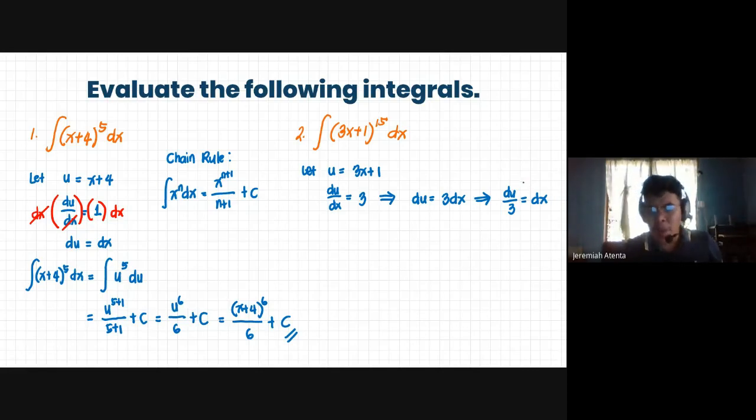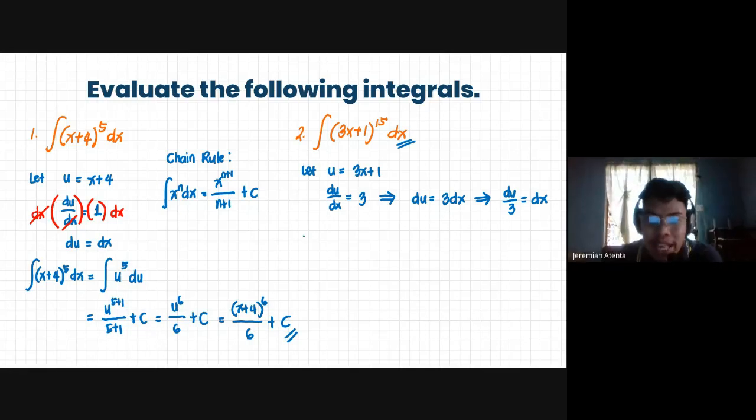Now, sir, bakit mo ginawang from du equal to 3 dx, ginawa mong du over 3 equal to dx? Because here we only need dx. Okay? So therefore, we need to eliminate 3. So we will divide both sides by 3.